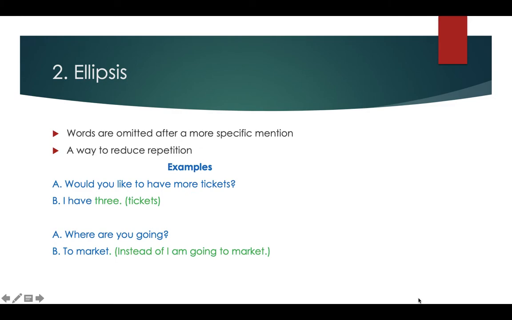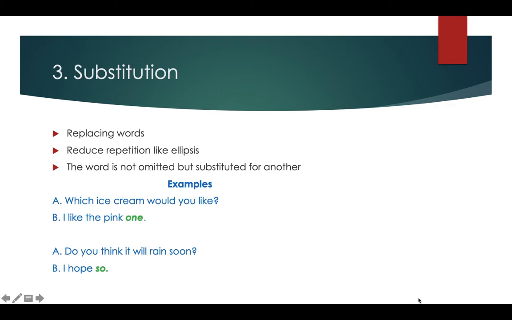Then we have ellipsis. Ellipsis is that certain words are omitted or deleted after a more specific mention. It's a way to reduce repetition. Coming towards the example, would you like to have some more tickets? I have three. Three means three tickets, but we have deliberately deleted tickets to avoid repetition. Another example is, where are you going? To market. The answer is just to market instead of I'm going to market, because it's just to avoid a long sentence and to avoid repetition, the answer is just to market.